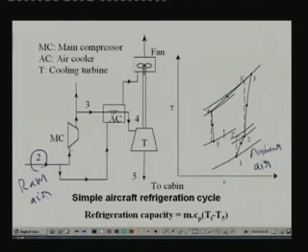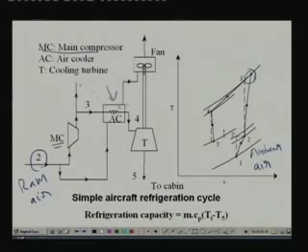Okay, so ram air goes to the main compressor. MC is the main compressor of your aircraft engine, right? So it goes to the main compressor, it gets compressed from process 2 to 3. A part of the compressed air goes to your engine and a part of it goes to the air conditioning system. At point 3, the air that is used for the air conditioning system enters into an air cooler, AC. AC is the air cooler.